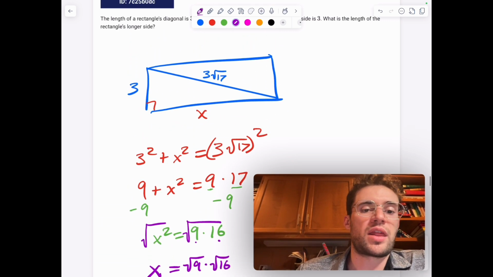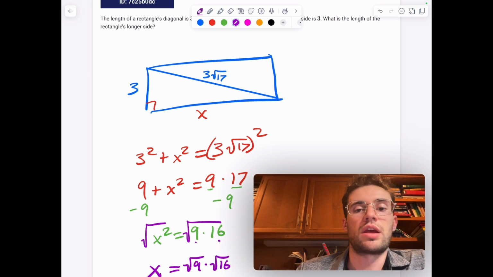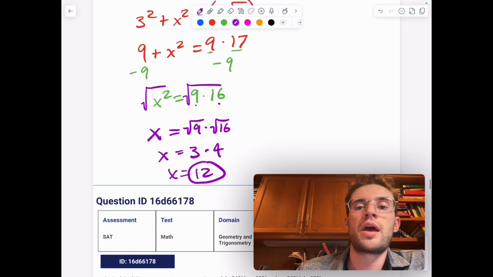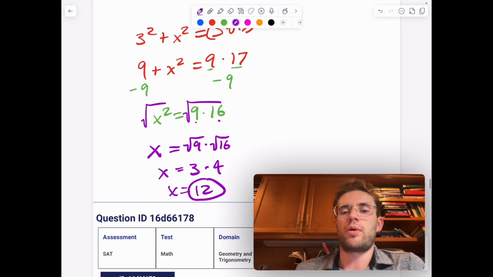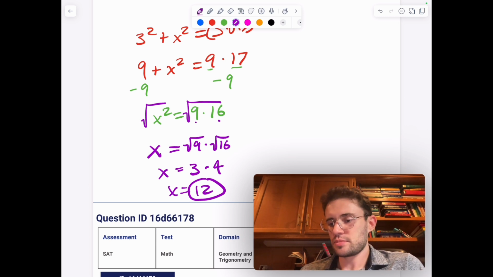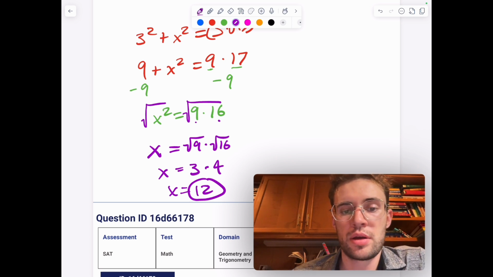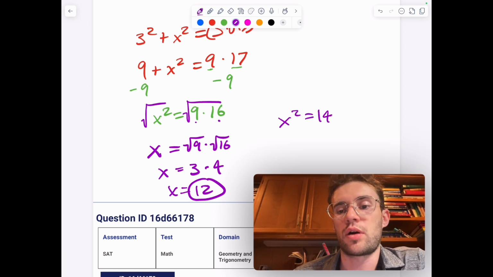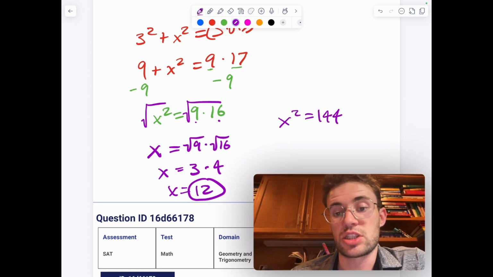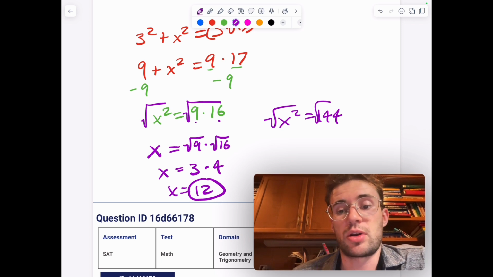Right? And you can verify that 3 squared plus 12 squared should give you the 3 times the square root of 17 squared. Now again, if you want to just do it the normal way, 9 times 17 gives you 153. And then when you subtract 9 from that, it's 144. So you'd say x squared equals 144. I think most people would recognize that's the square of 12. If not, you could just type it in your calculator.